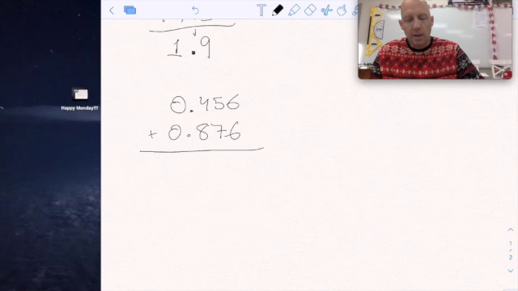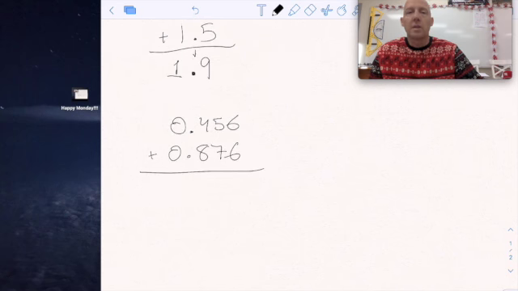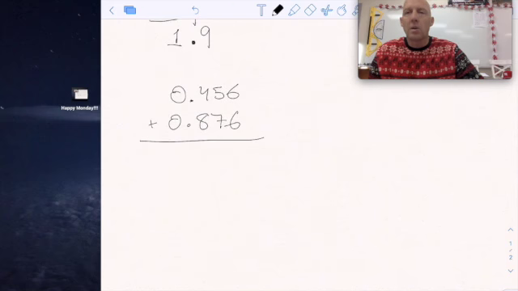Okay, so on this one I have 456 thousandths plus 876 thousandths. Again, I'm going to add those together. So again, the same rules of addition apply that you already know from your previous instruction and schooling. Okay, so I'm going to start on the right and work my way towards the left. So 6 plus 6 is 12.